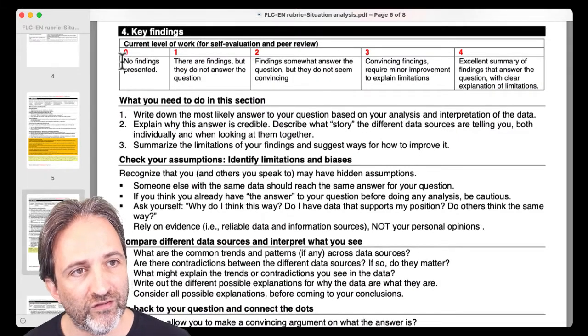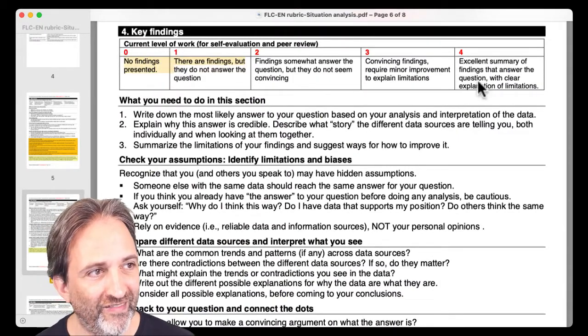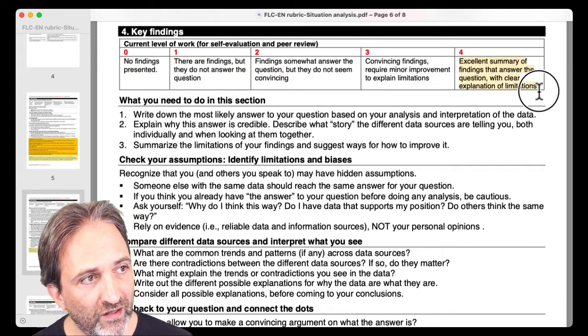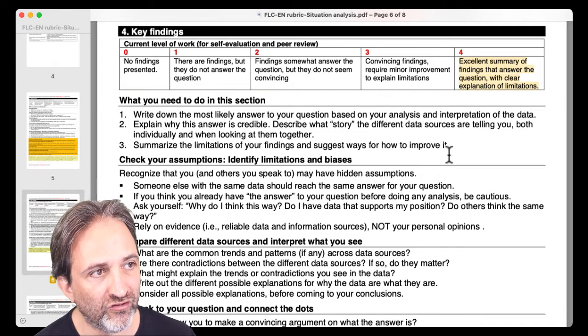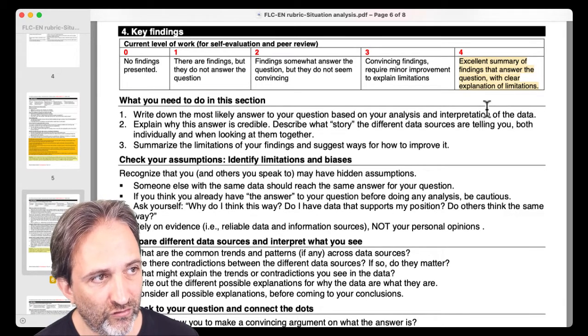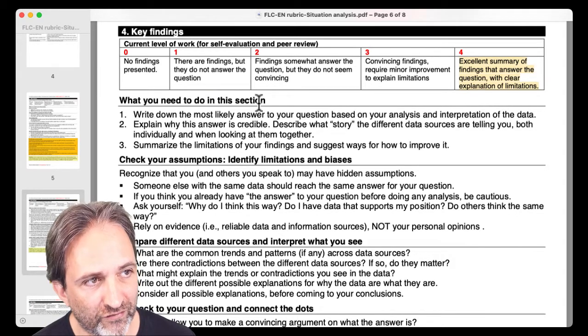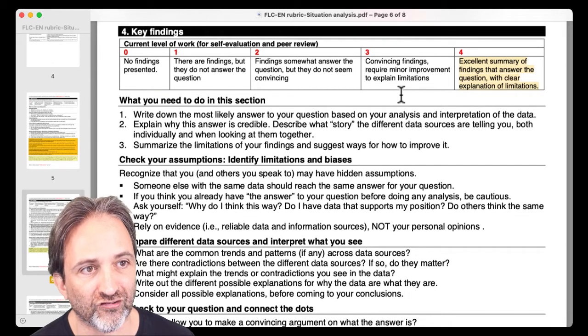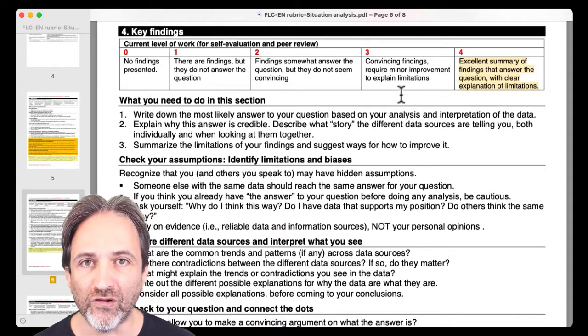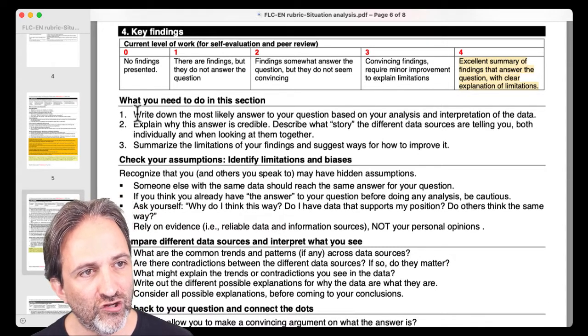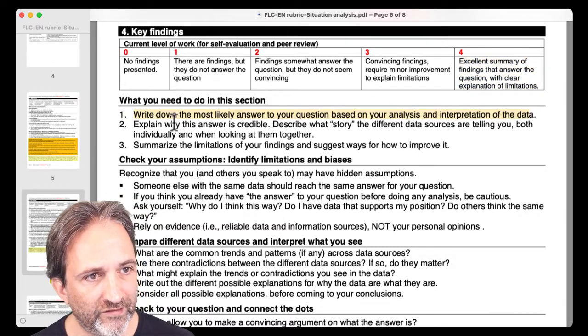So here you can see, no findings, that's a 0, and then 4 is excellent summary of findings that answer the question with clear explanation of limitations. So it's a summary of the findings, but it's the justification of the findings that actually matters. It's how compelling a case have you built for your findings. So write down the most likely answer.